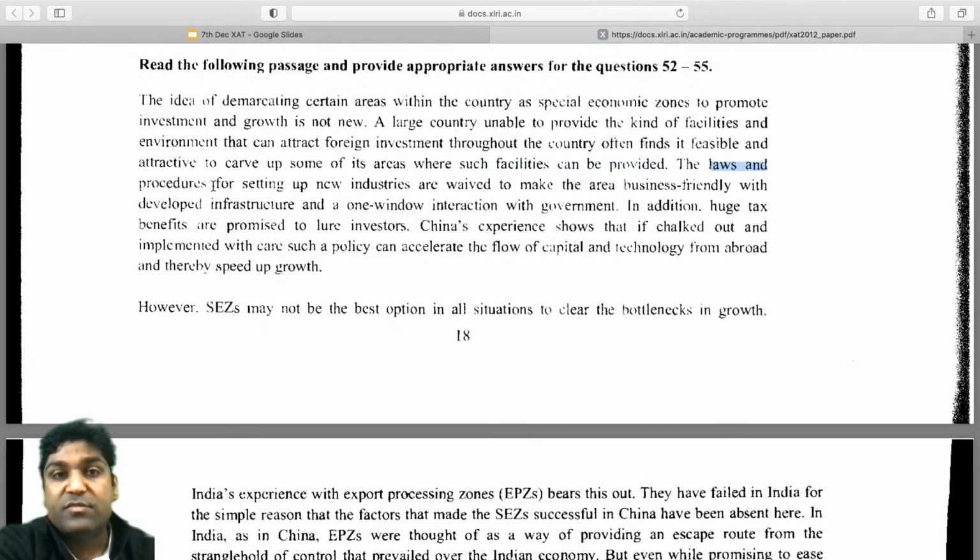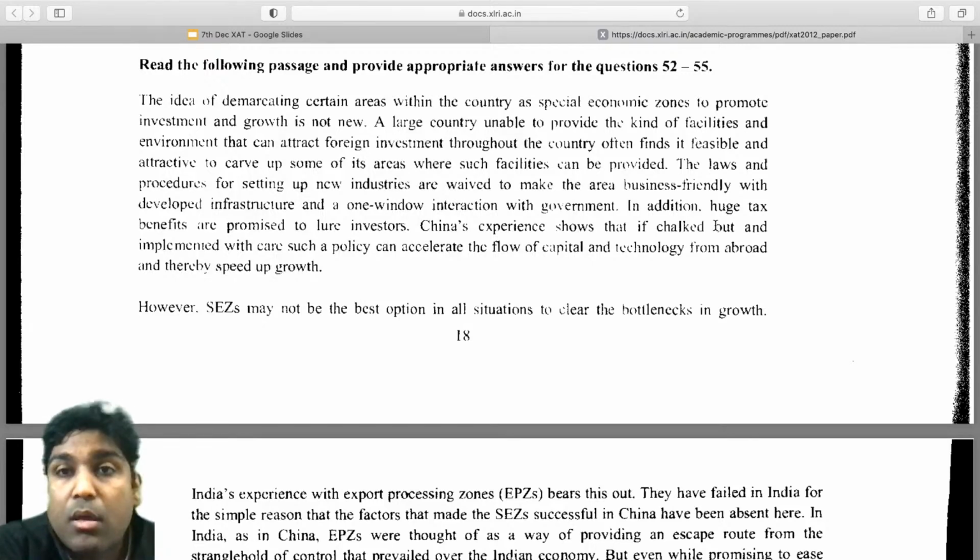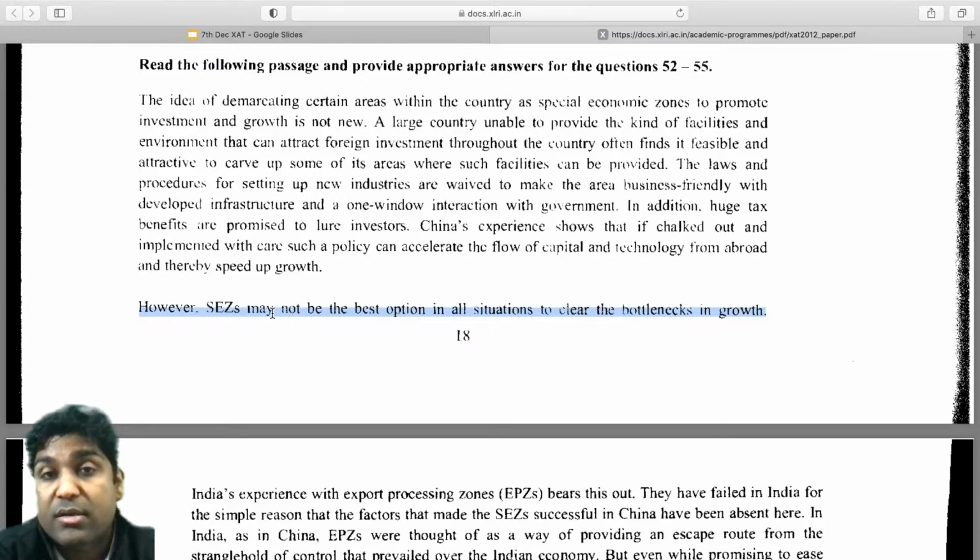The laws and procedures for setting up new industries are waived to make the area business friendly, with developed infrastructure and a one-window interaction with government. In addition, huge tax benefits are promised to lure in investors. China's experience shows that if chalked out and implemented with care, such a policy can accelerate the flow of capital and technology from abroad and thereby speed up growth. However, SEZs may not be the best option in all situations to clear the bottleneck in growth.